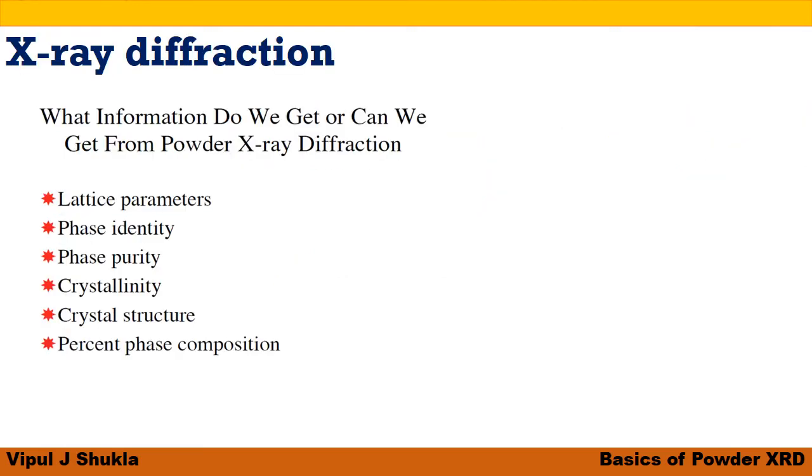Now one question in your mind: what information can we get from powder XRD? First, it gives lattice parameters, phase identity, phase purity, crystallinity, crystal structure, as well as percent phase composition.